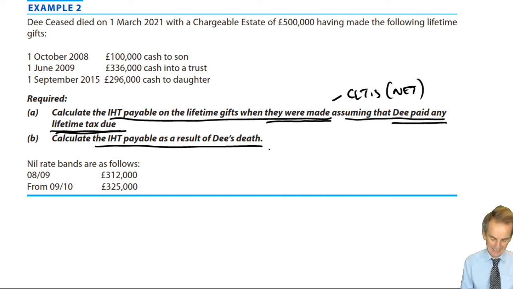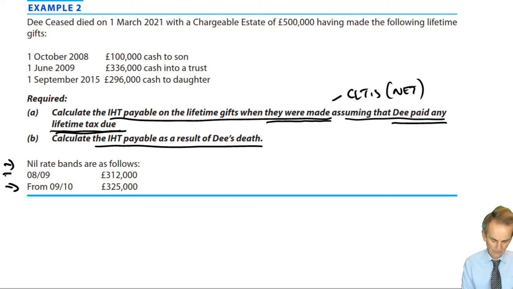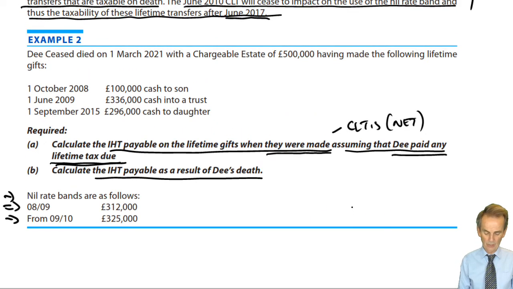As we can see here, what they've also done, as any exam question would do, is to supply us with nil rate bands applicable prior to the 19/20 tax year. As we've said, from 09/10, it has always been £325,000. But they also give us the figure for 08/09 there at £312,000. Let's see whether and how that may be relevant to us. So we start now to read the question.